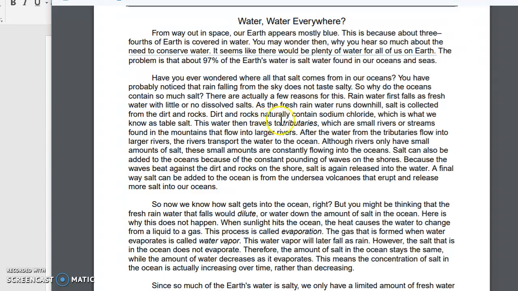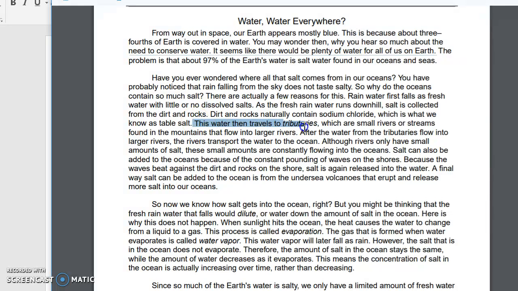Dirt and rocks naturally contain sodium chloride, which is what we know as table salt. This water then travels through tributaries, which are small rivers or streams found in the mountains that flow into larger rivers. I'm going to stop right here because this is a part of our standard this week, using context clues. And we know that authors all provide different types of context clues. And so this one would be what?